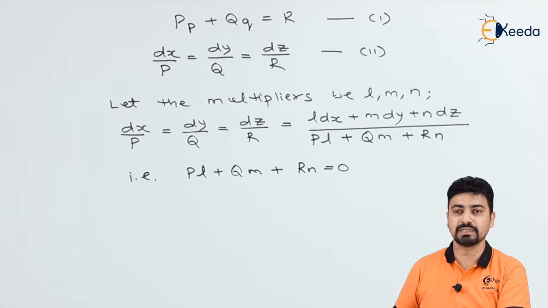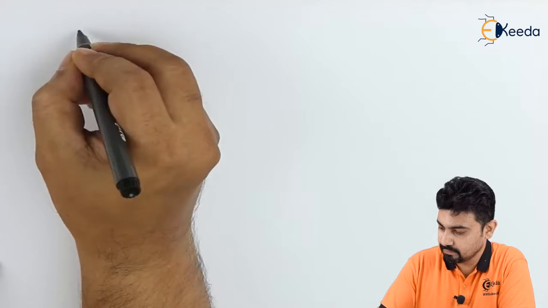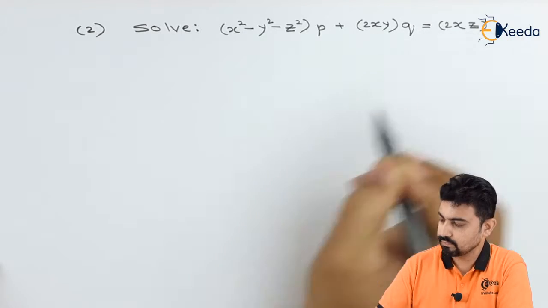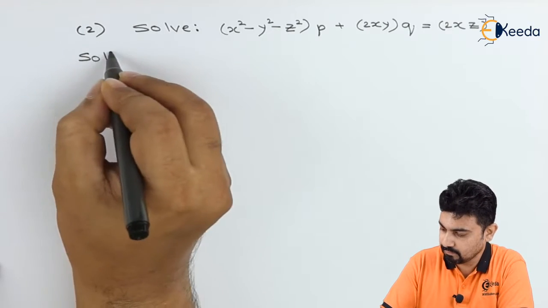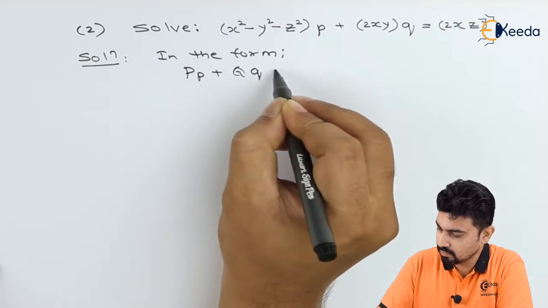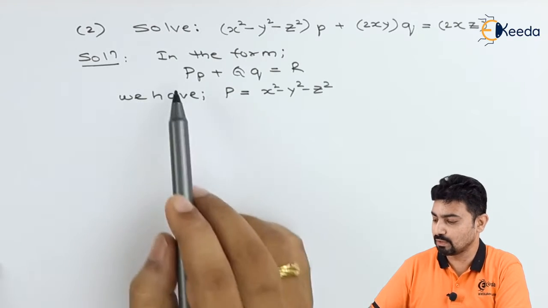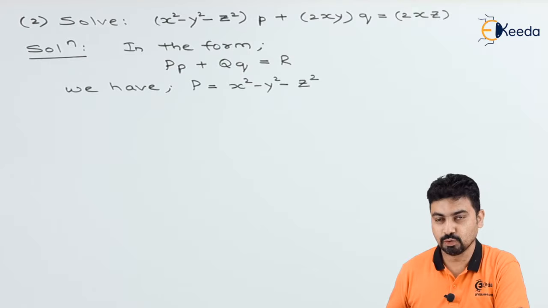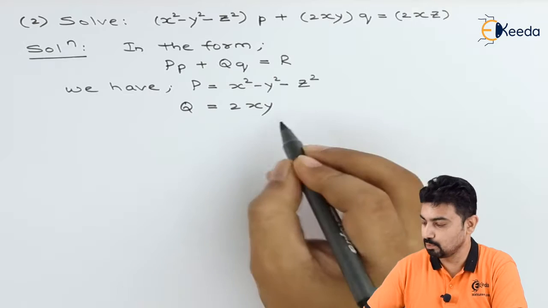Let us take one example to understand the use of multipliers. Let us take our second example of solving linear partial differential equation of Lagrange's type. This is our given linear partial differential equation. This is in the Lagrange's form. So the given equation, comparing to our standard form, we get P is equal to x square minus y square minus z square. Similarly, we get Q as equal to and R as equal to.